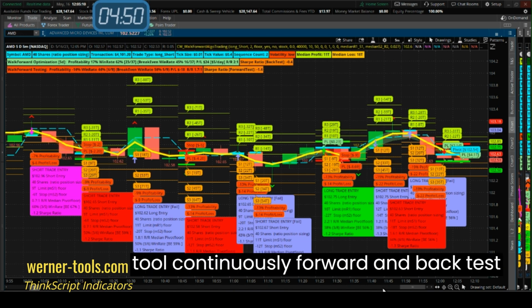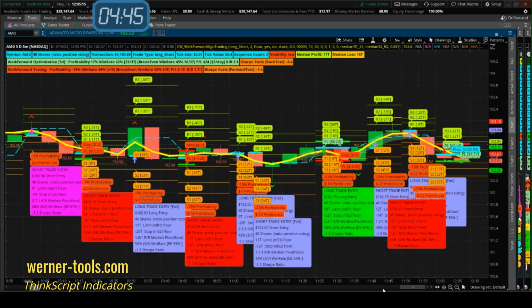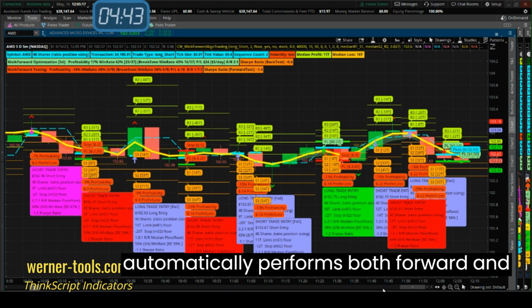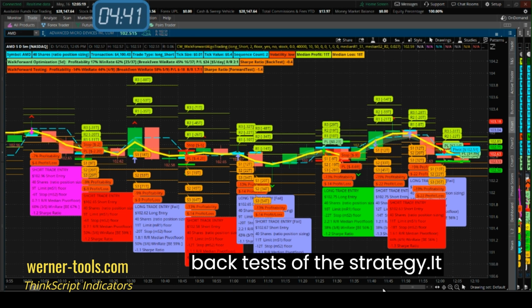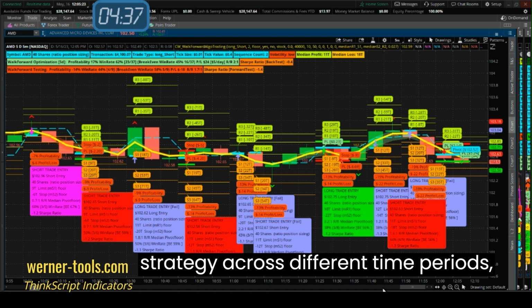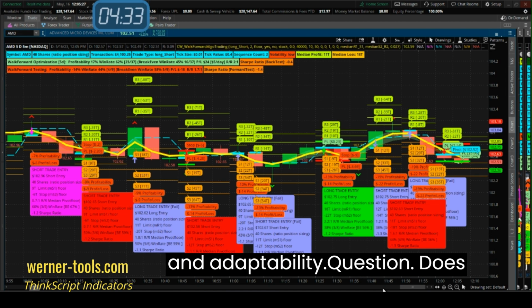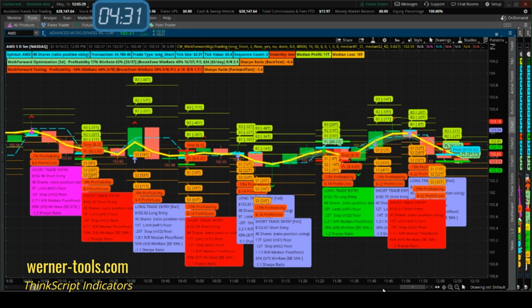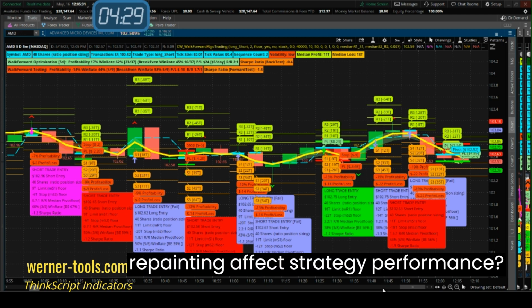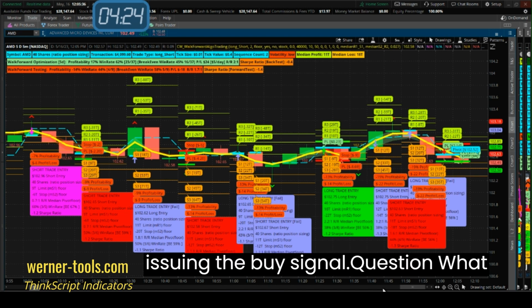Question: how does the tool continuously forward and backtest the strategy? The tool automatically performs both forward and back tests of the strategy. It evaluates the performance of the strategy across different time periods, allowing you to assess its consistency and adaptability. Question: does repainting affect strategy performance? No, all repainting occurs prior to issuing the buy signal.